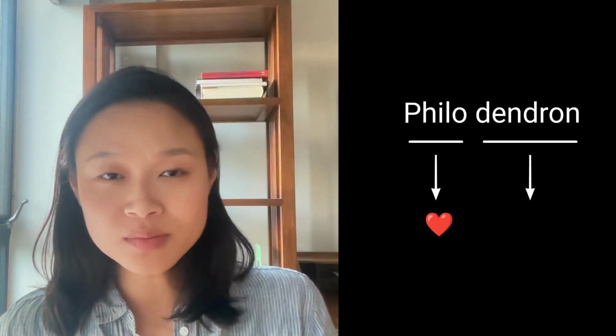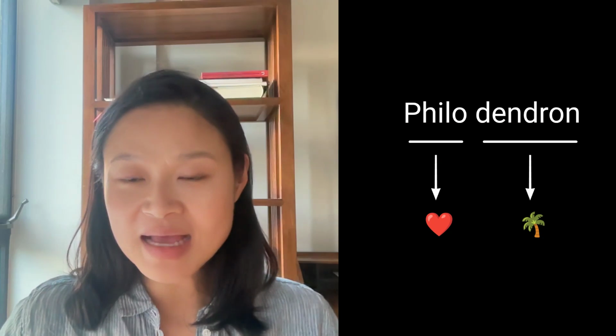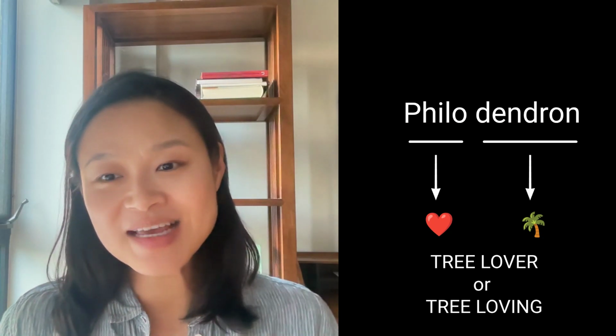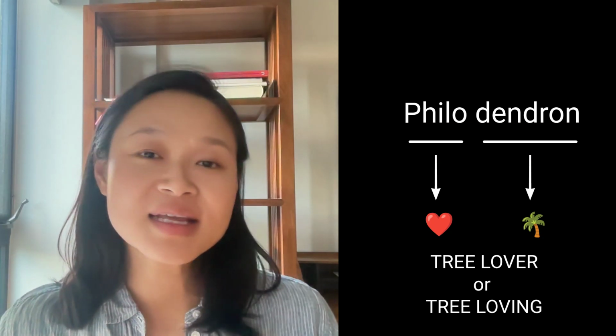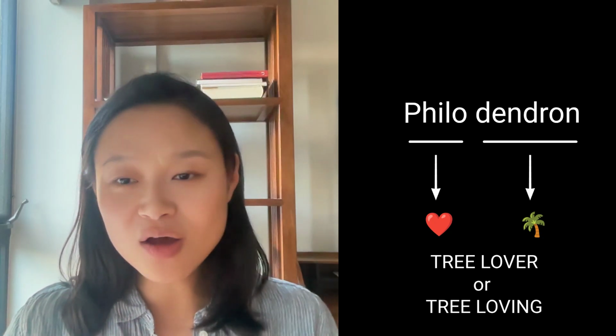Another plant that a lot of you are familiar with is philodendron. Philodendron as a word can also be taken into two parts. The first part is philo, means love, loving. And the second part is dendron, means tree. So philodendron as a word means it's a tree lover or it is tree loving. What this means is that all the philodendron plants love climbing on trees.